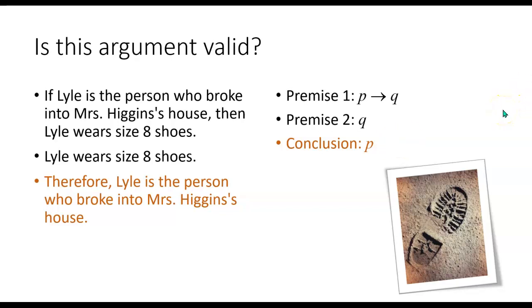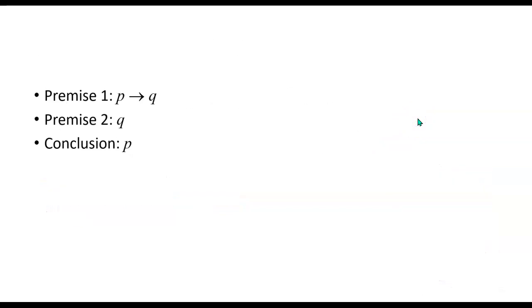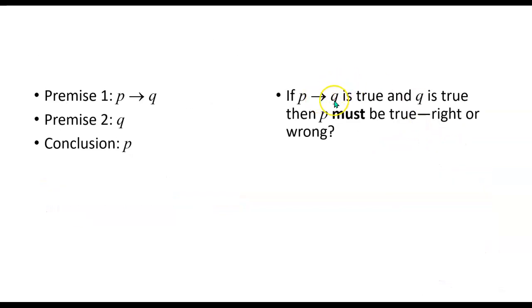So if this is a valid argument, that means that if premise 1 is true and premise 2 is true, then the conclusion must be true. If P implies Q, and if Q is in fact true, then P must be true. At least that's what the argument is saying. Now, is that right or wrong? Is it true or false that P implies Q and Q together imply P? If it's true that P implies Q and that Q is true, does it necessarily follow that P is true?